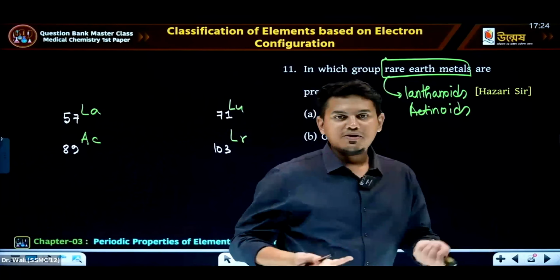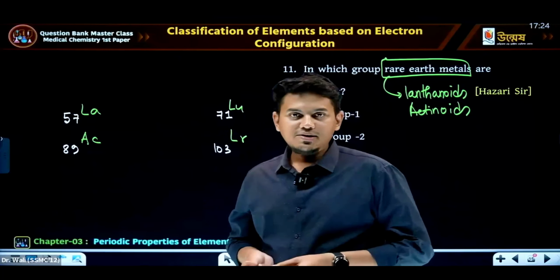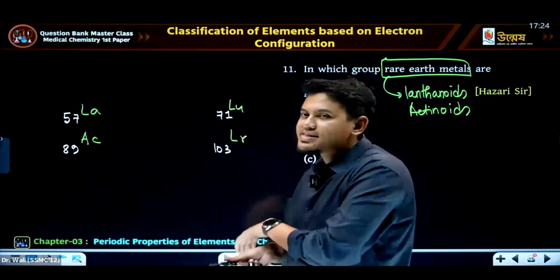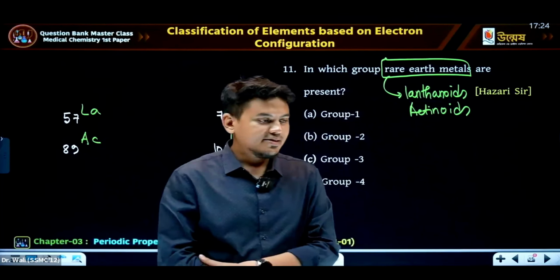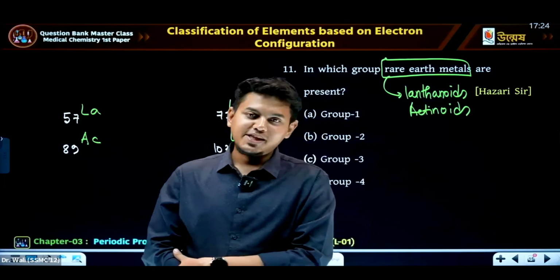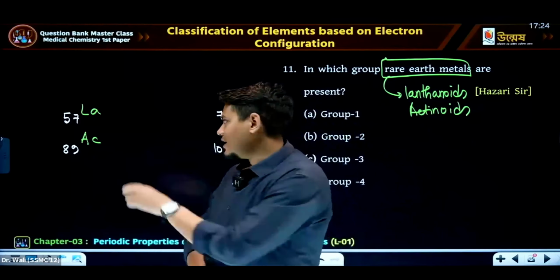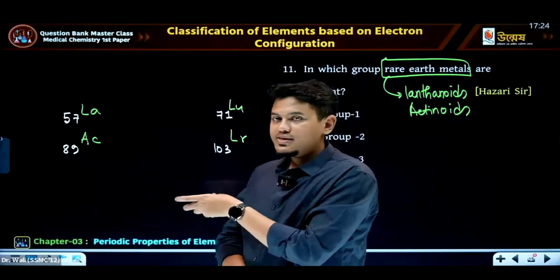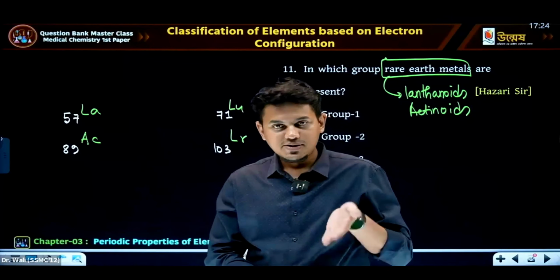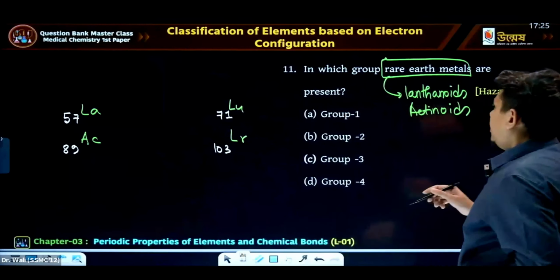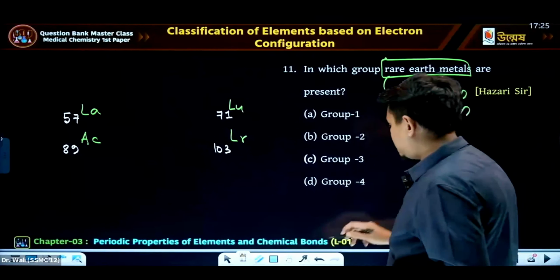Because sometimes such a question can appear in the exam: tell me the group and period of an element having atomic number, suppose, 67. You get puzzled easily. You might think that you don't know the electronic configuration of atomic number 67. It's okay if you don't. You can easily state, without any calculation, that since it is within 57 and 71, it is within the lanthanoid series, and lanthanoid series elements certainly have group 3 and period 6 in their identity. So rare earth metals are lanthanoids or actinoids, and they are placed in group 3, so the answer will be group 3.